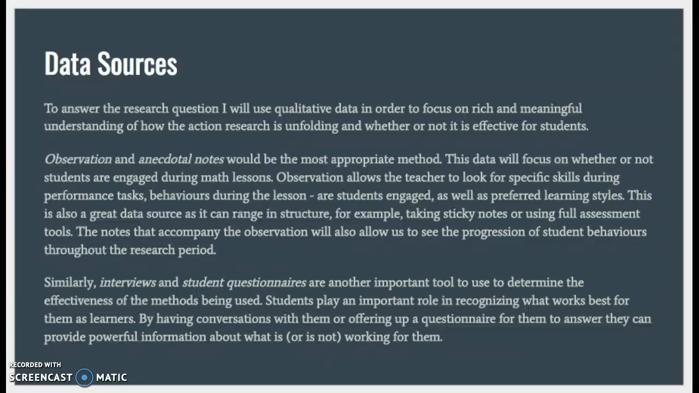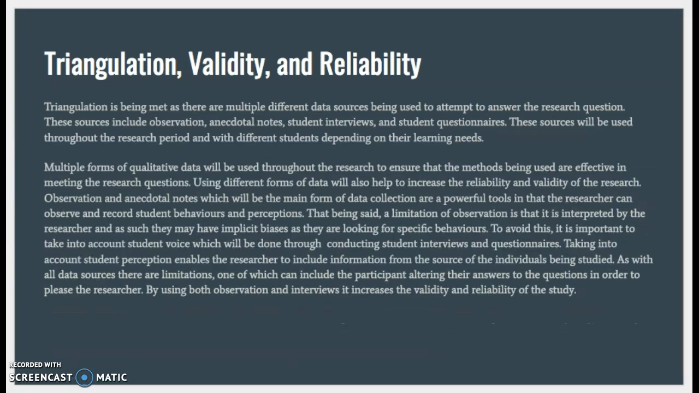Again, it's using the different sources and allowing yourself to use your lens, but also incorporate the student lens in order to really understand what is working, what's not, and where to go in the future. So I would argue that triangulation is being met, as there are multiple different data sources being used to answer the question. And again, taking in those different perspectives, looking at the teacher perspective, but also looking at student voice and including them in the research.